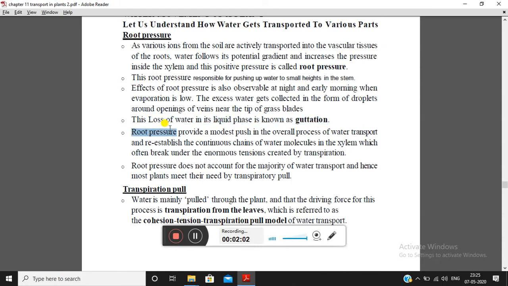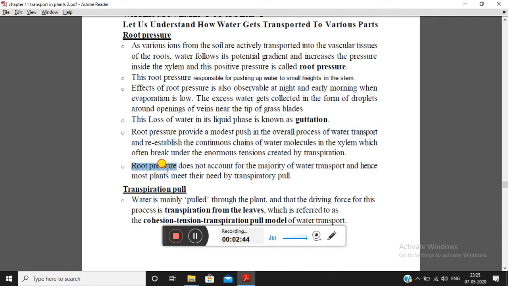Now this root pressure provides a modest push to the transport of water, and it is in a continuous chain form. That is, a continuous chain of water molecules is formed in the xylem, and this often breaks under enormous tension which is created by transpiration. Due to transpiration, the loss of water is much higher, and as a result more tension is created on the leaves, and root pressure is not able to push the water up to such a higher extent, so the continuous chain of water molecules may break.